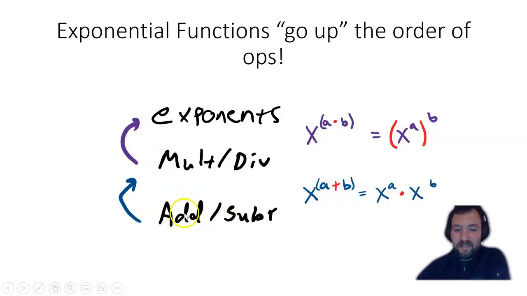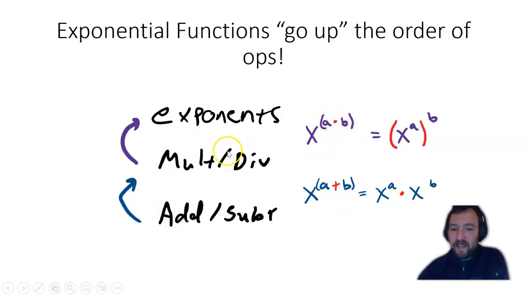So it's kind of cool, right? That first rule says exponential functions turn addition into multiplication. It's like it goes up the order of operations, or I've heard it said it cheats the order of operations. Like you start down here and you wind up here. Let's look at the second rule.